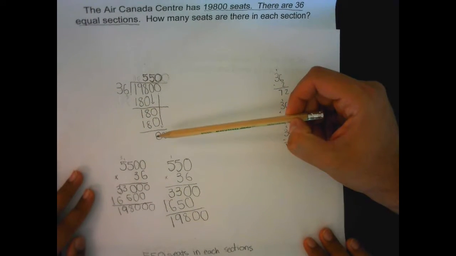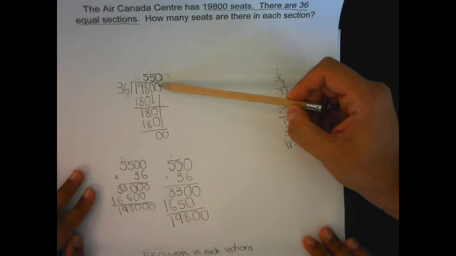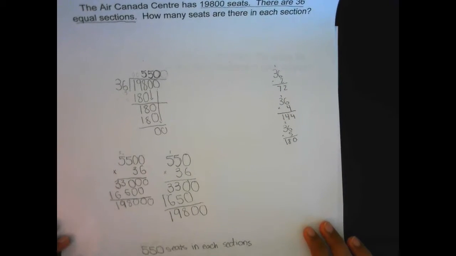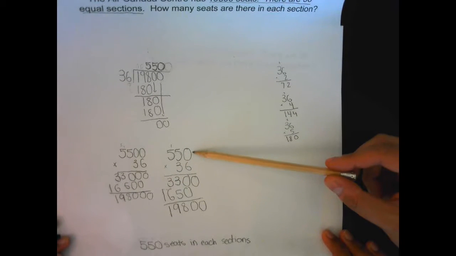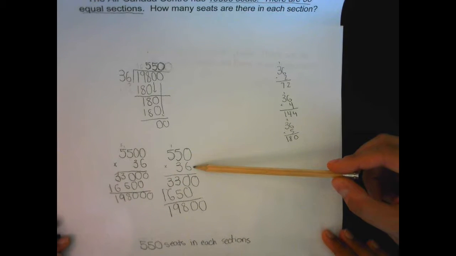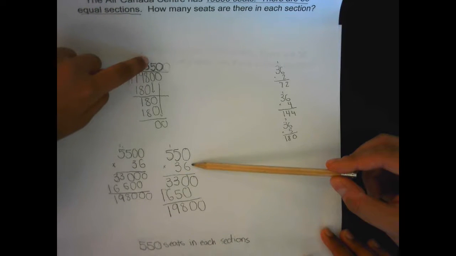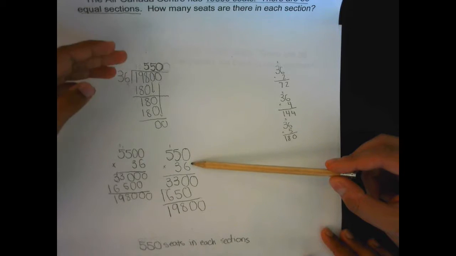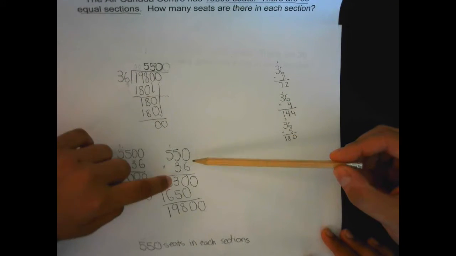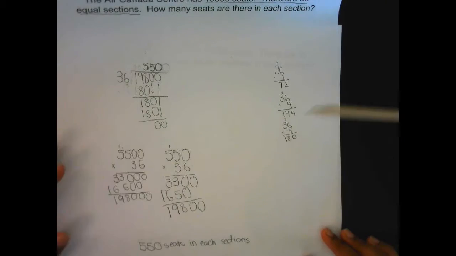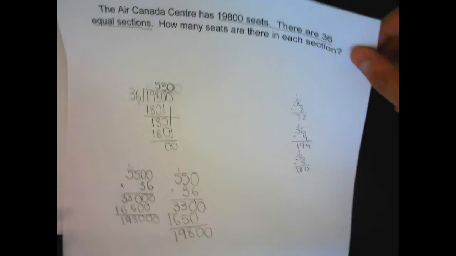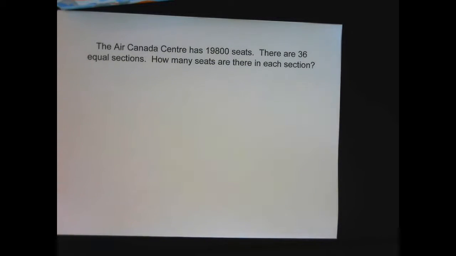Yeah, because 36 you cannot divide into 0. So you put 0. Okay, that's great. And I see that you checked it here. This looks like your check. You did 550 times 36. Why did you do 550 times 36? Because the answer multiplied by how many equal sections would give us how many seats there are. Perfect. So that's what you would do. You would use the multiplication to figure it out.